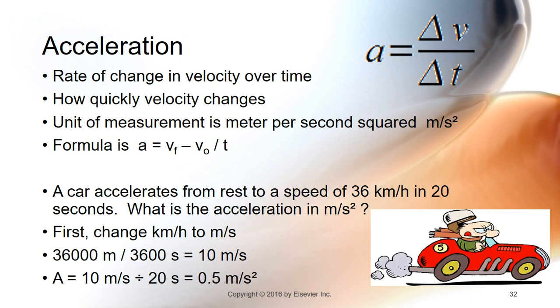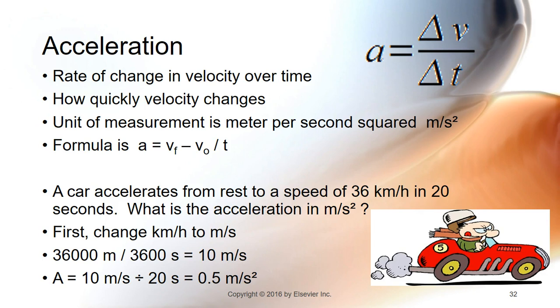Well, the first thing we have to do is change the kilometers per hour to meters per second. So if you have 36 kilometers, changing it to just a meter means it's 36,000 meters, and then 3,600 seconds, because there's 60 seconds in one minute, then your answer is 10 meters per second. So now you have acceleration, 10 meters per second divided by 20 seconds, your answer is 0.5 meters per second squared. Now please, if you don't understand how I did that, then just let me know and we can work on it together.